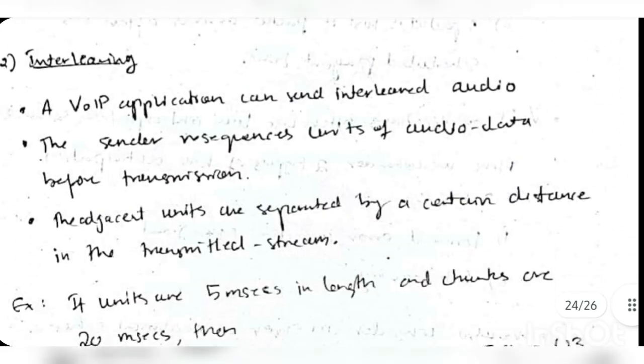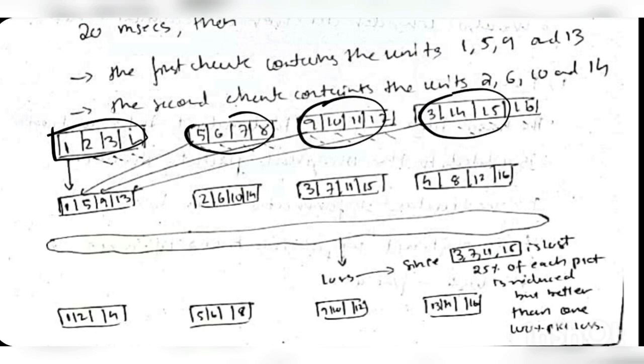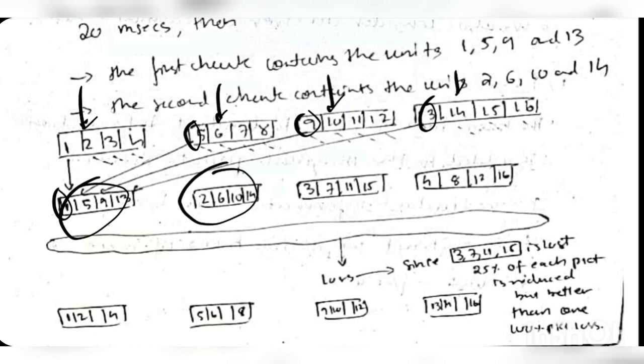Okay, and interleaving means the order will be changed. For example, if the order is 1 2 3 4 5 6 7 8 9 10 11 12 and 13 to 16, the packets will be arranged as 1, then 5, 9, 13, that is the first packet. Then the second packet is 2, 6, 10 and 14. So in the second packet, the second chunk of each group is maintained. The third is for the third chunks, and the fourth is the fourth chunk.